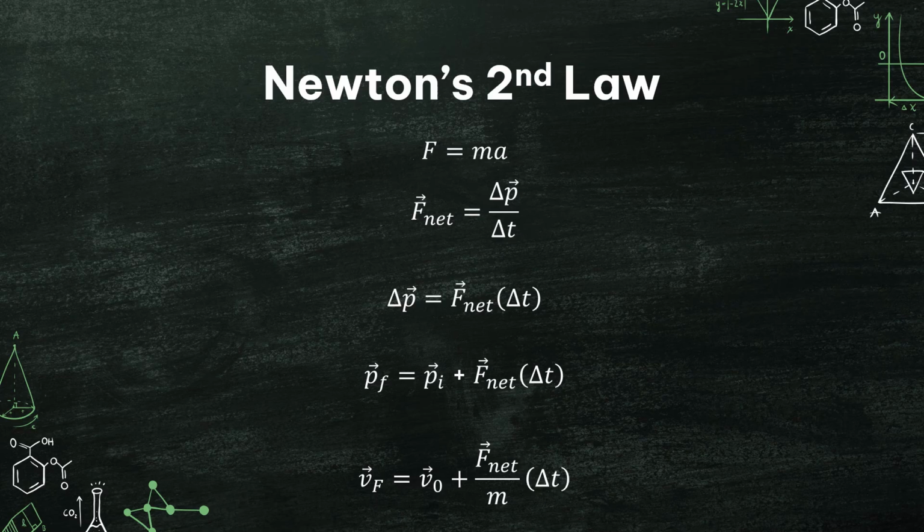Newton's second law states that force equals mass times acceleration. It can also be stated as the net force is equal to the change in momentum of a system over the change in time. Then we can rewrite this equation so that the final momentum equals initial plus the net force times time, understanding that momentum equals mass times velocity. We can then produce the velocity update formula located at the bottom of the screen. This formula proves that when the net force of an object is 0, its velocity does not change.